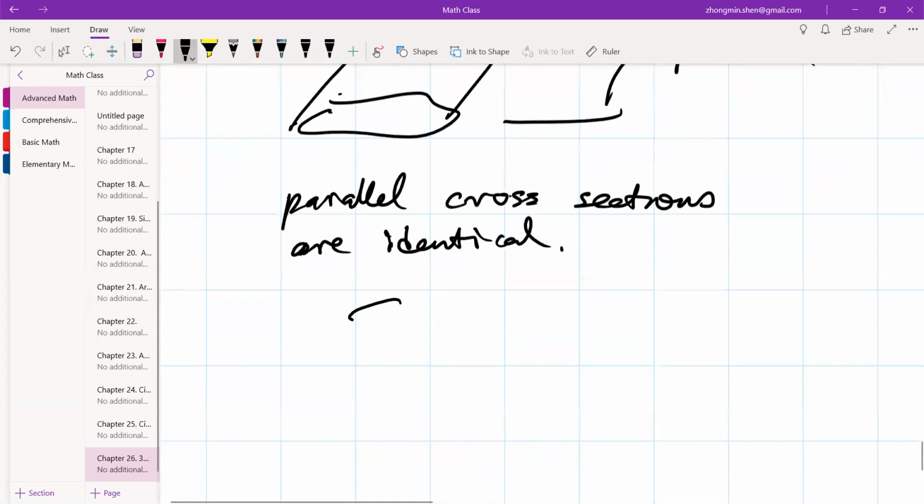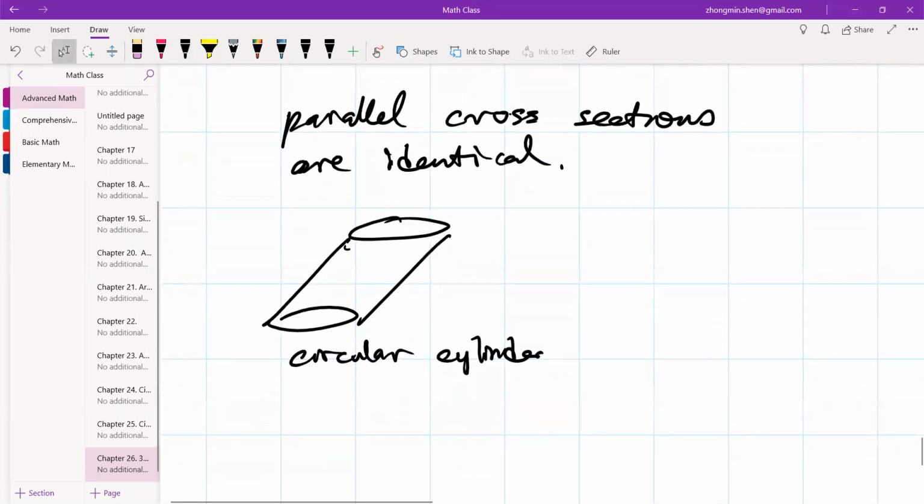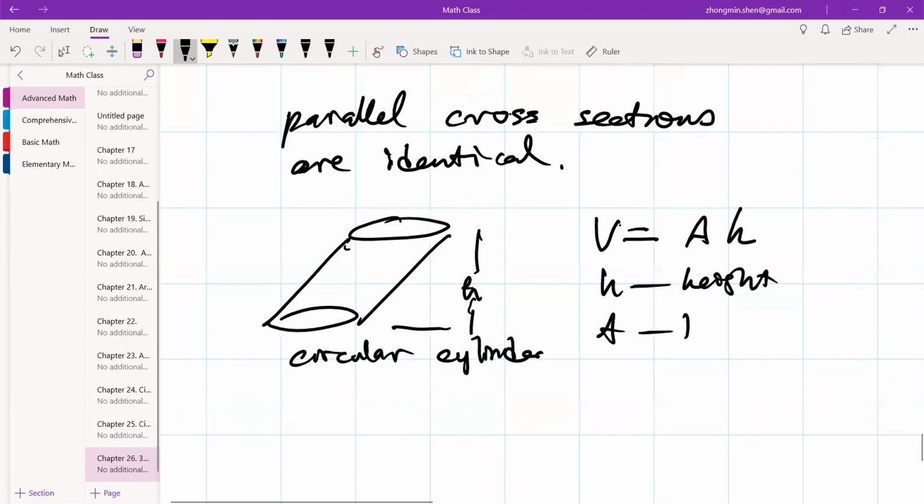And the circular cylinder could be like this. All the circles, this is called a circular cylinder. Okay, it's still not vertical. It could be shifted a little bit, like the Pisa Tower, right? You know, in Italy. Okay, so the question is, what is the volume? The volume formula for the cylinder is always the area times h. h is the height, and A is the area of the base or the cross section. Doesn't matter. The base area.